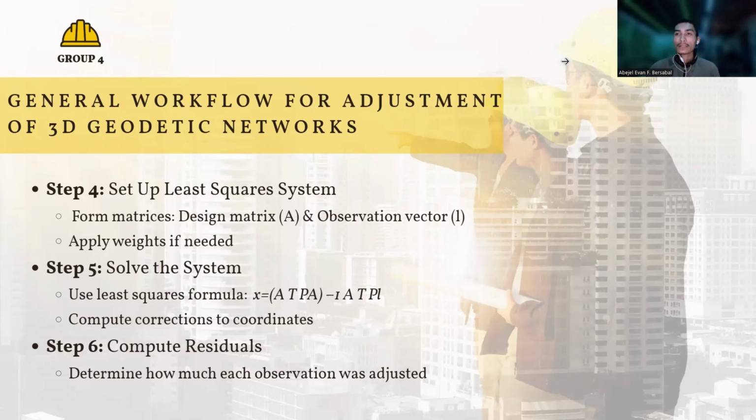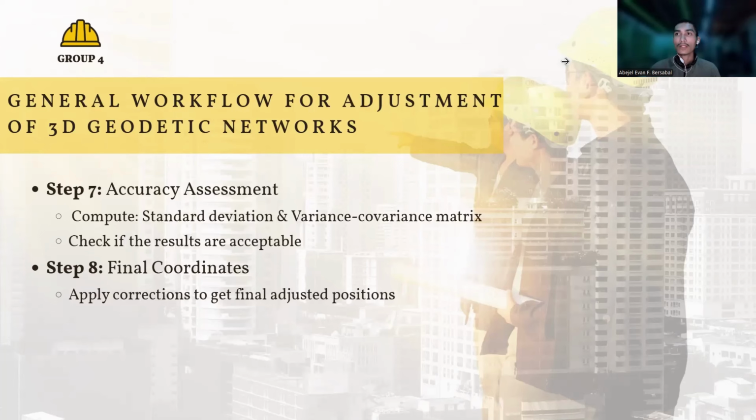We will now proceed to step 6, compute residuals. After solving, we compute the residuals, representing the differences between observed and adjusted values. They help us understand how much each observation was corrected during the adjustment process. Then, step 7, accuracy assessment. In accuracy assessment, we evaluate the quality of the results. We compute statistical measures such as standard deviation and the covariance matrix. These indicators help us determine whether the adjusted network meets acceptable accuracy standards.